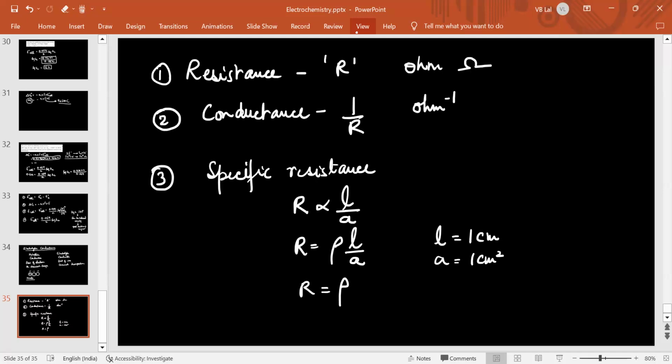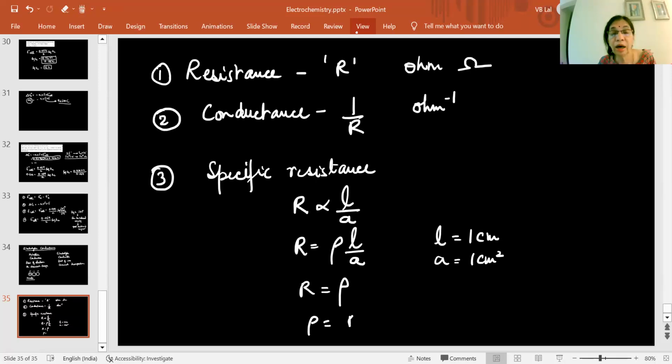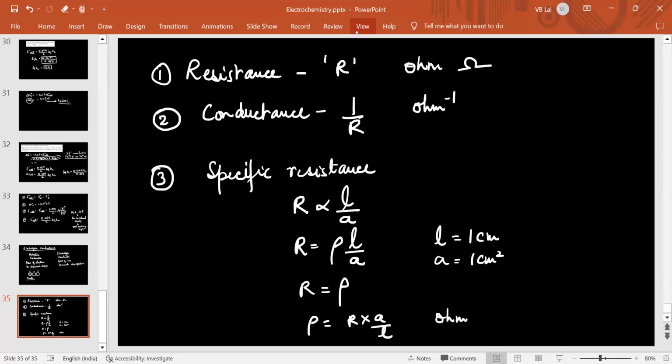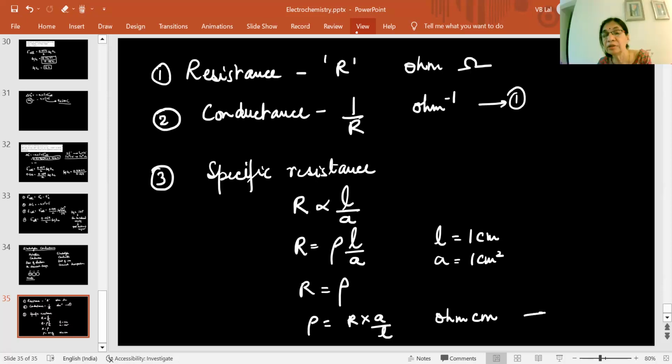So I can say also rho is equal to R into A by L, right? Why did I write it like this? Because I want to arrive at its unit. So R is ohm, A is centimeter square and L is centimeter. So the unit is ohm into centimeter, right?